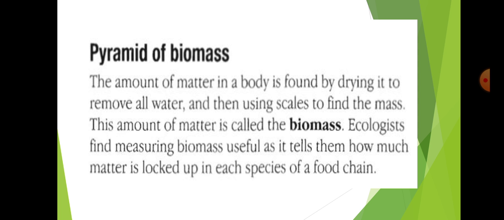Pyramid of biomass. The amount of matter in a body is found by drying it to remove all water and then using a scale to find the mass. The amount of matter is called the biomass. Ecologists find measuring biomass useful as it tells how much matter is locked up in each species of a food chain.